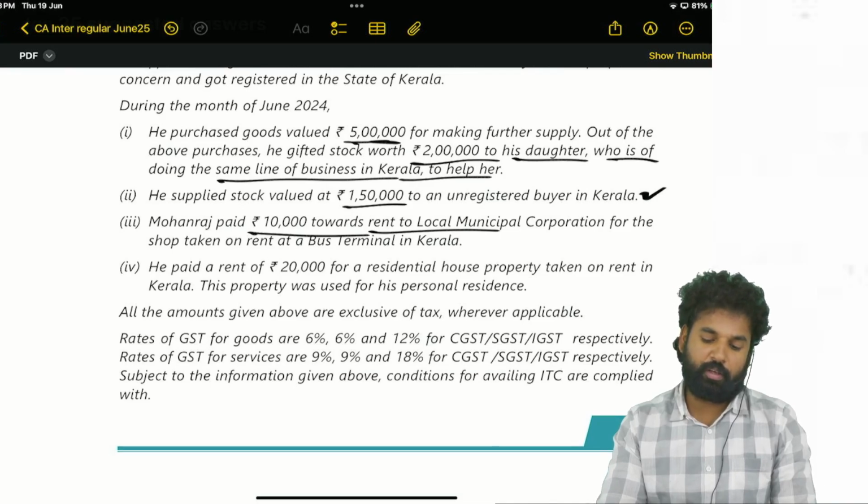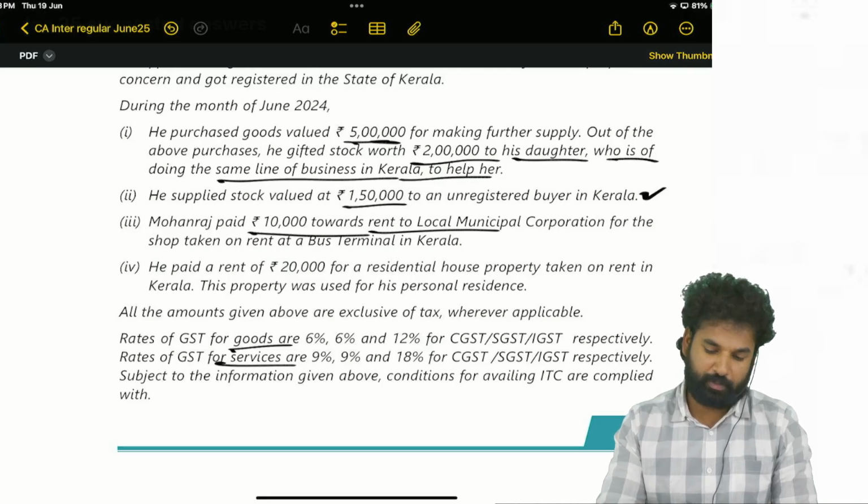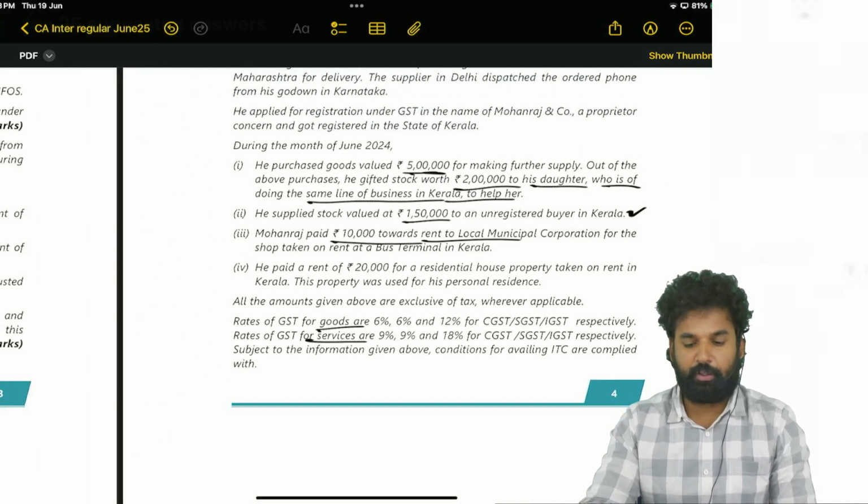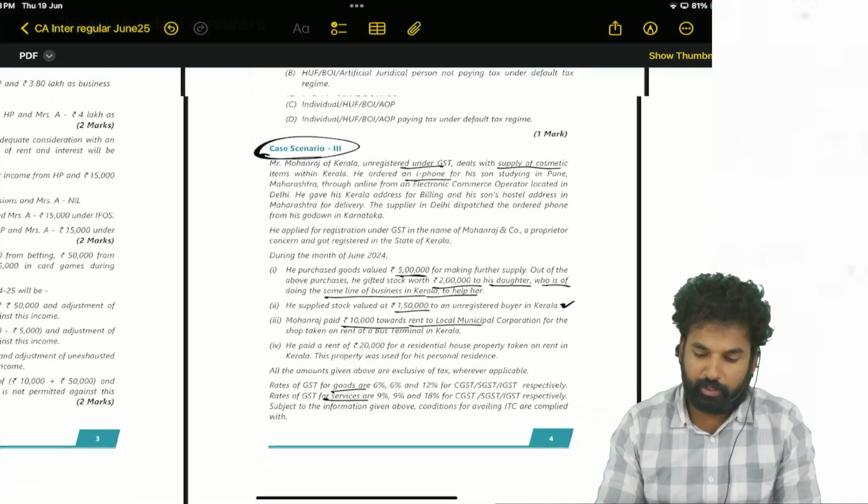All the amounts given above are exclusive of tax wherever applicable. Rate of GST 6%, 6%, 12% respectively. And rate of GST for goods is 12%, services is 18%. Subject to information given above, conditions for availing ITC are complied with. Okay, right, ITC conditions are complete.